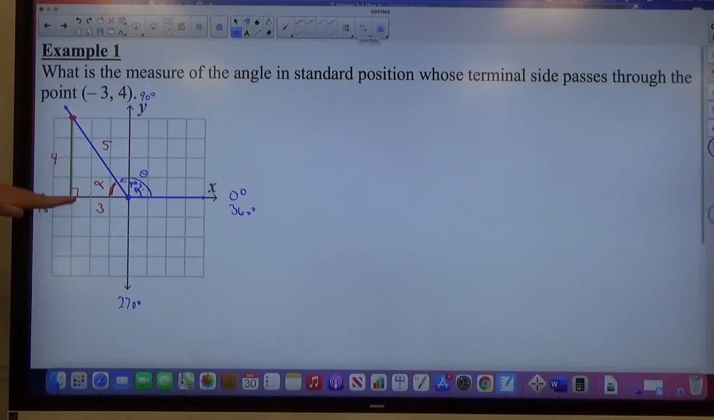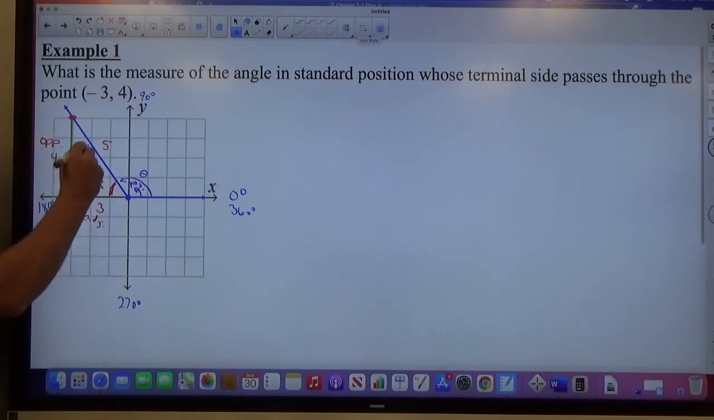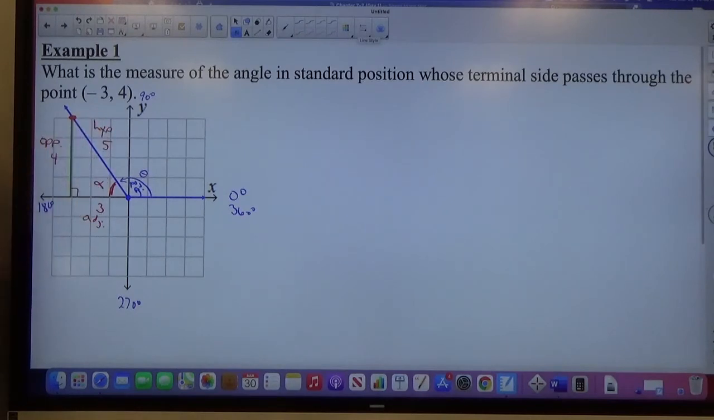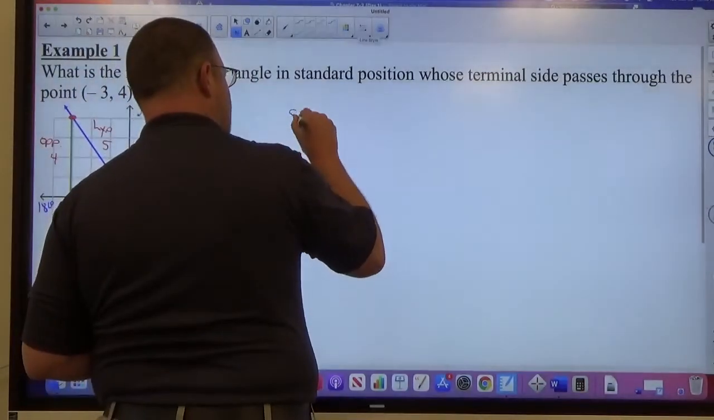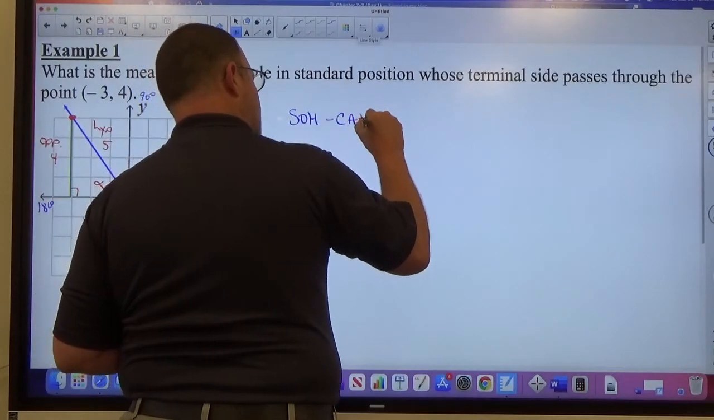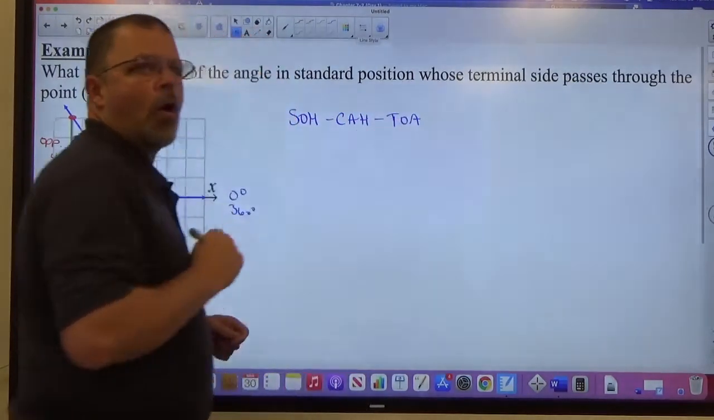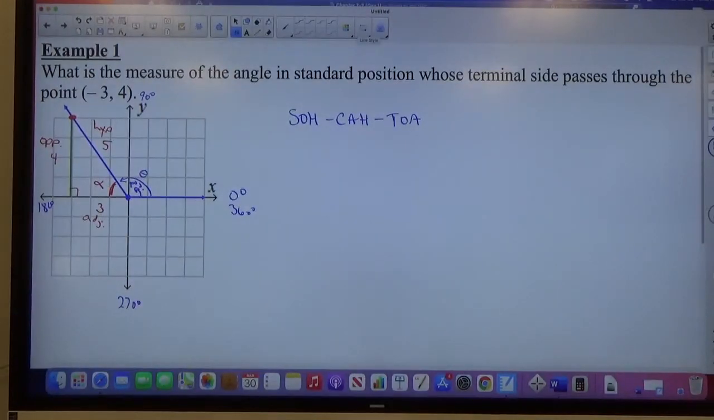So 3, 4, 5. For alpha, my reference angle, 4 is the opposite side, 3 is the adjacent side, and 5 is the hypotenuse. We should be getting pretty good at figuring out those 3 every single time, right? Looking at alpha, if I want to figure out how big alpha is, and looking at SOHCAHTOA, I know all 3 sides. All 3 sides are exactly those measures, 3, 4, and 5. So any one of those 3 trig functions will give me the exact same answer. It doesn't matter which one I use.